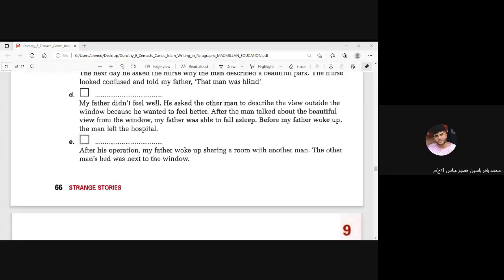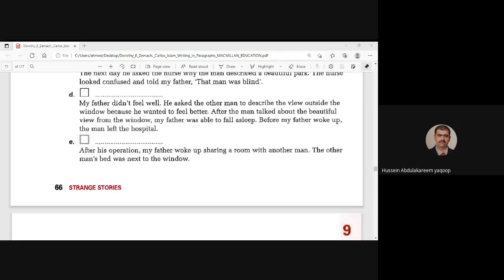Yes, sir. This one is 2, beginning of the story. After the operation, my father woke up sharing a room with another man. Muhammad, this is done. Numbers 1, 2, and 3 were done. All these were done. Okay, so A. Number 4. A, yeah. What is it?